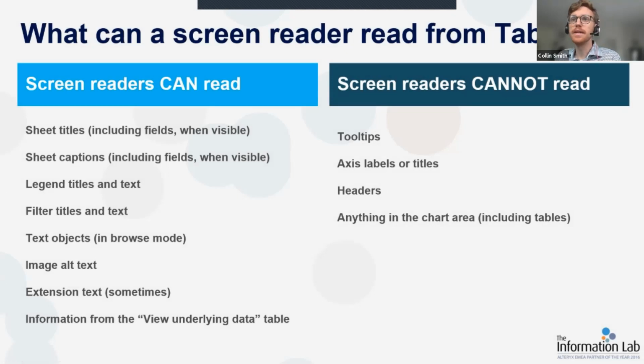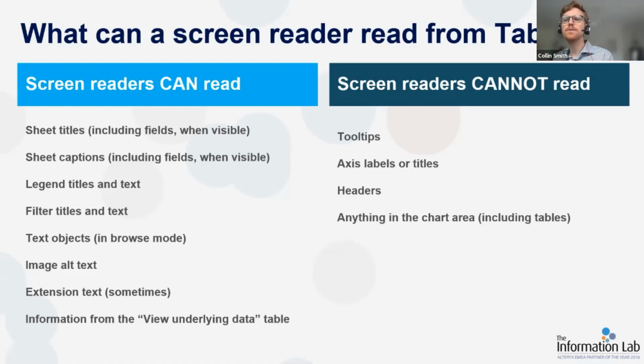Some things it could read, and other things it couldn't. So the things that a screen reader can read are all the sheet titles. That includes any sort of fields that you've included, as long as you've made that title visible on the dashboard. One thing that you might have noticed in that video for the chart in the center of the dashboard is that it read out the whole title, including some of the information about the top selling product.